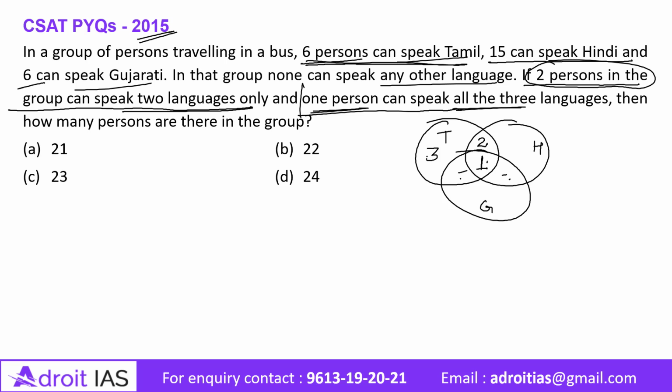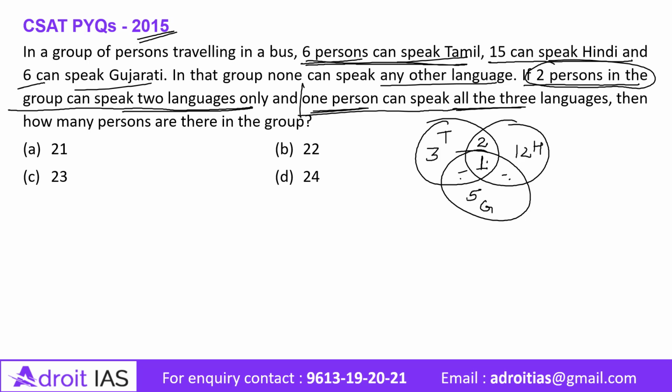Fine. All right. Now what about Hindi? 15 can speak Hindi. Okay. 15. So 3 is already here. So 12 is left. Right. Now 6 can speak Gujarati. So 1 is already here. So 5 is left. Okay.